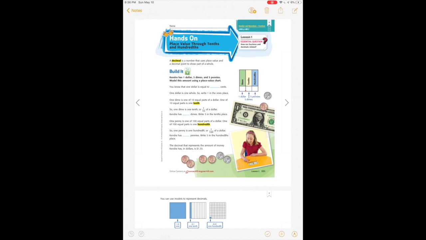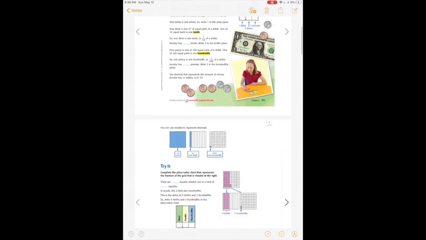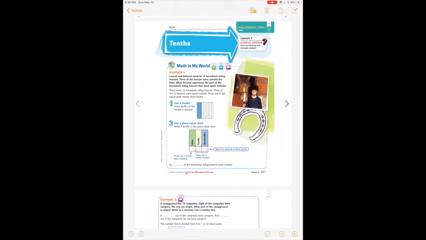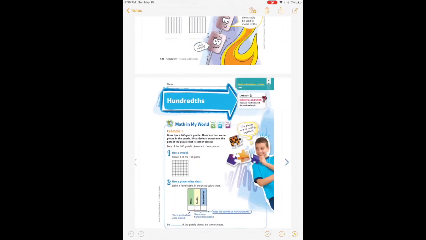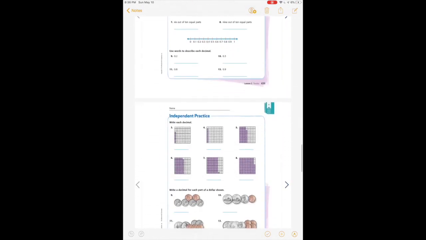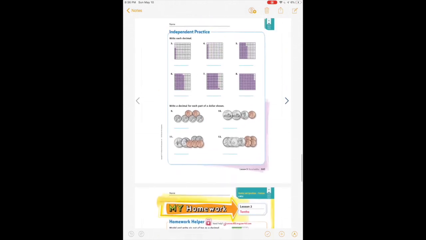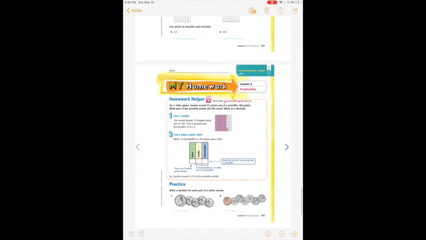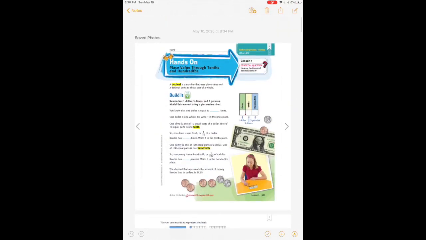So first we're going to do lesson 1, which is hands-on place value through tenths and hundredths. Then we are going to do a lesson on tenths, and then a lesson on hundredths. And see, they're short, simple, quick. And then you'll have 2 independent practice pages, and then some homework. All right? So it should be nice and quick and easy.